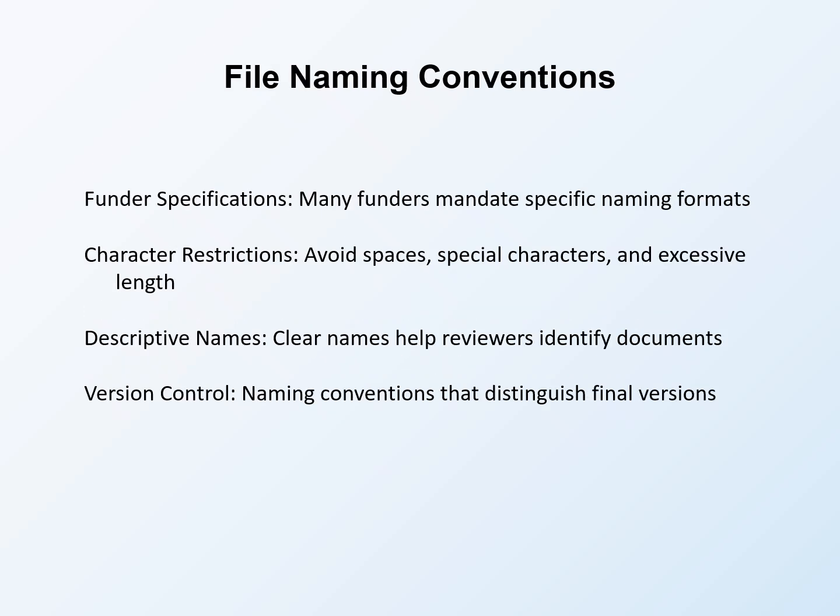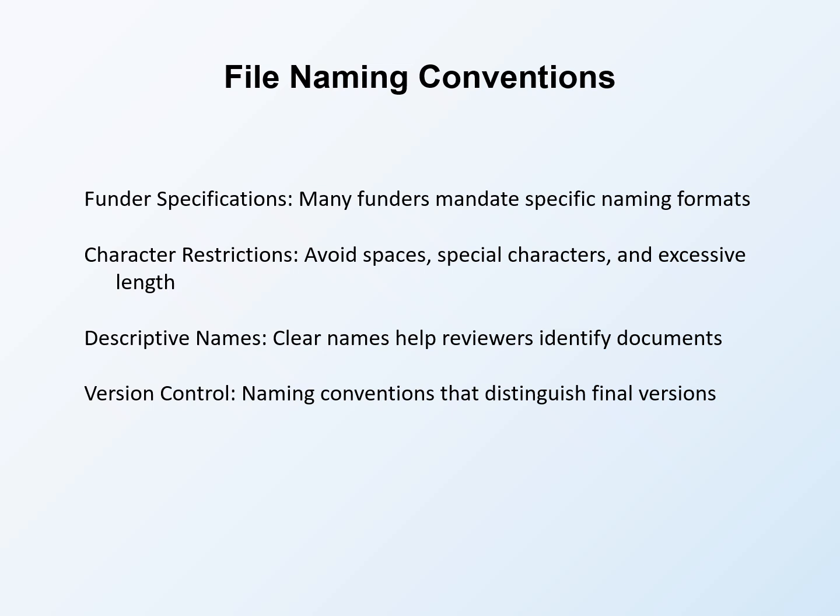File naming may seem trivial, but incorrect naming can cause submission failures. Following conventions carefully prevents these problems. Funder specifications often mandate specific naming formats. The NOFO may require files named with your organization name, project title, or specific identifiers in a particular order. Some electronic systems perform automated validation and reject files that do not match expected patterns. Read naming requirements carefully and follow them exactly, including capitalization and separator characters.